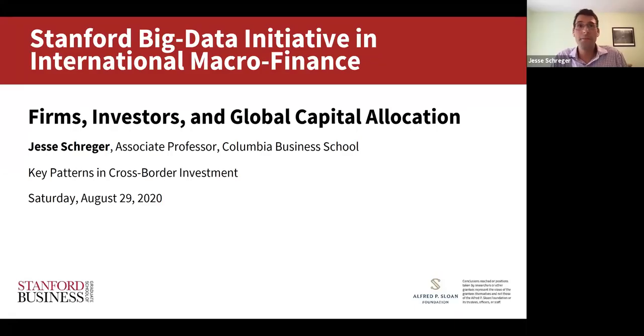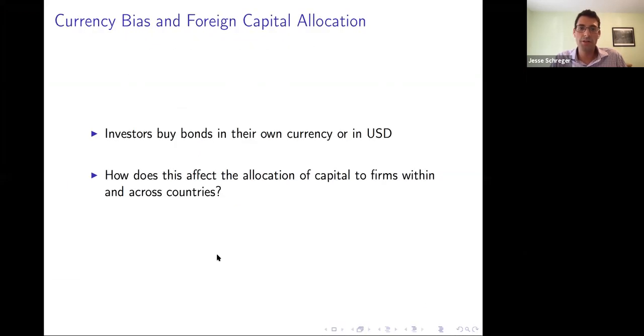Perfect. So let me pick up from exactly that question. What I showed you so far was the evidence we had on home currency bias really shaping investor portfolios. And so now what we want to do is get into what the implication of that is. How exactly does this affect the allocation of capital to firms within and across countries?